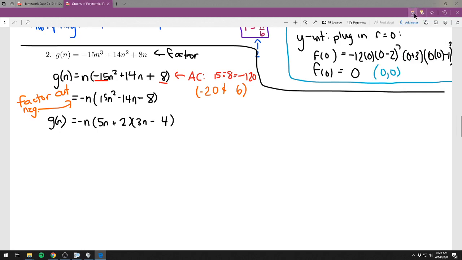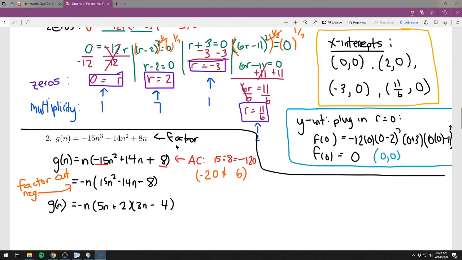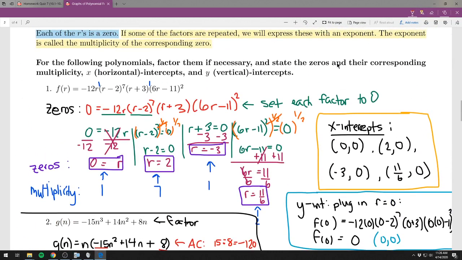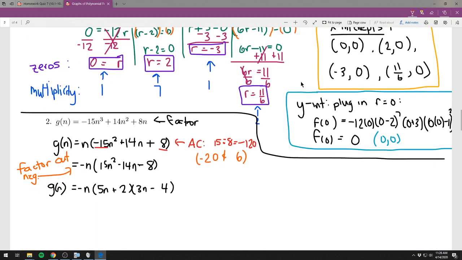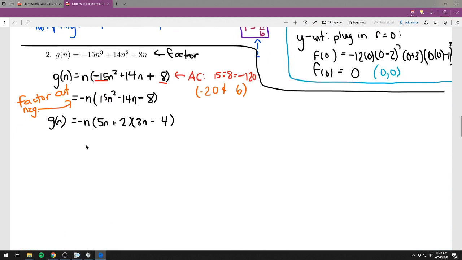All right, now we want to do what we did last time. I'll remind you of the directions. We want to get the zeros, their multiplicity, the x-intercepts, and the y-intercepts. So the zeros, we set each part equal to 0 again. I'm going to go ahead and do that. We have 3 parts we got to set equal to 0. Do not forget the thing in front.